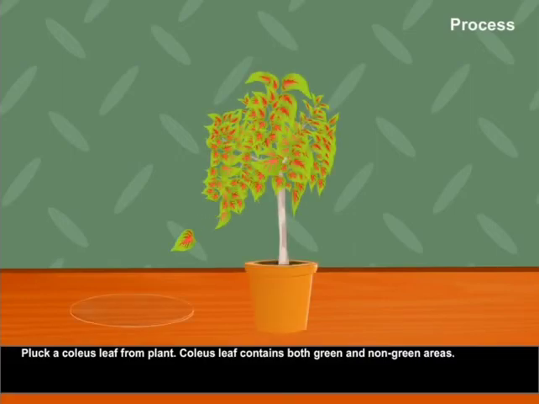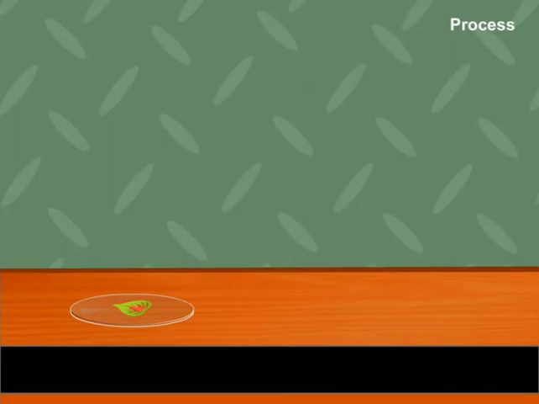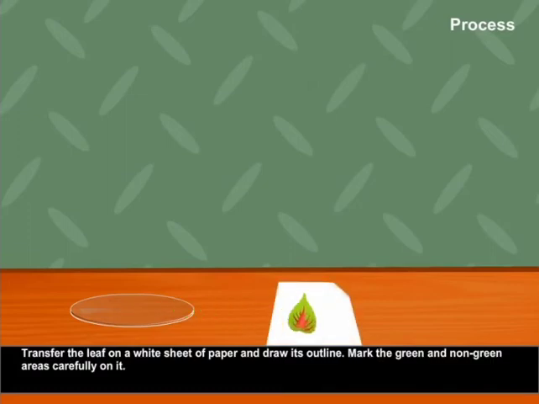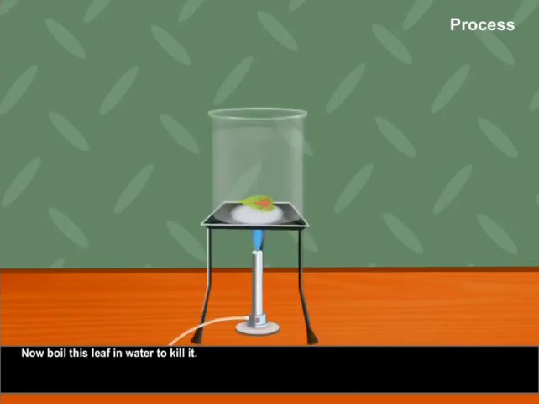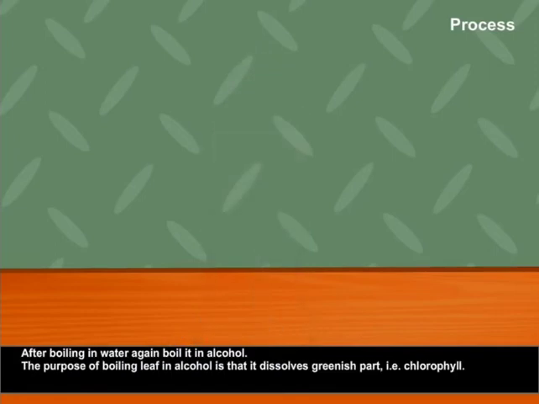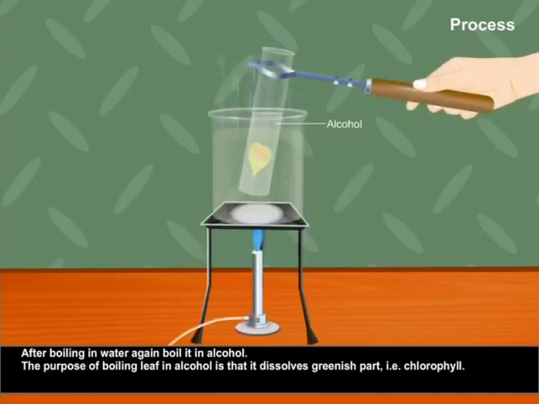Process: pluck a coleus leaf from the plant. Coleus leaf contains both green and non-green areas. Transfer the leaf on a white sheet of paper and draw its outline. Mark the green and non-green areas carefully on it. Now boil this leaf in water to kill it. After boiling in water, again boil it in alcohol.